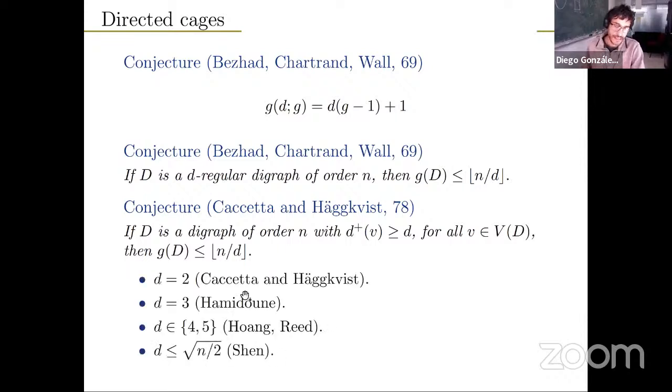Here we have a short summary of results concerning the Caccetta-Häggkvist conjecture. We know that this conjecture is true when the degree is 2, or when the degree is 3, or when the degree is 4 or 5, or when the degree is at most the square root of n over 2.